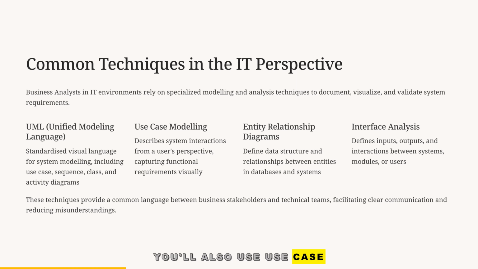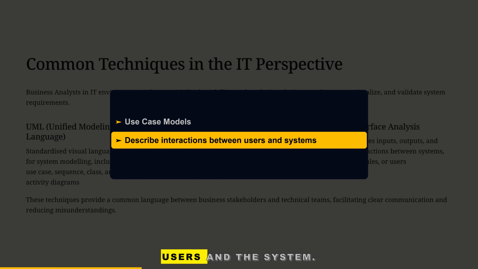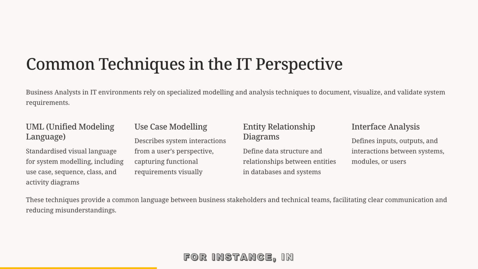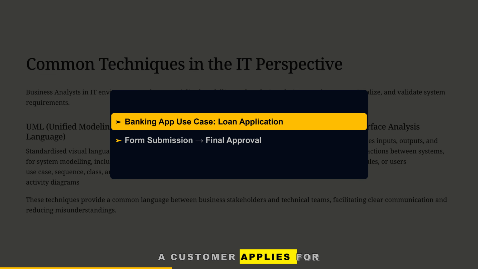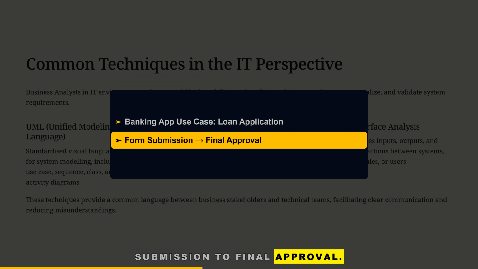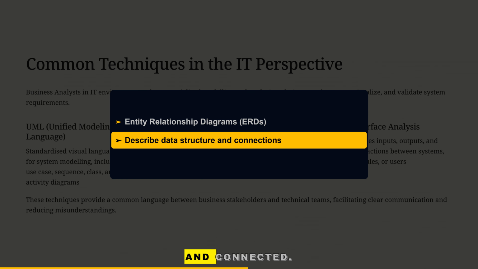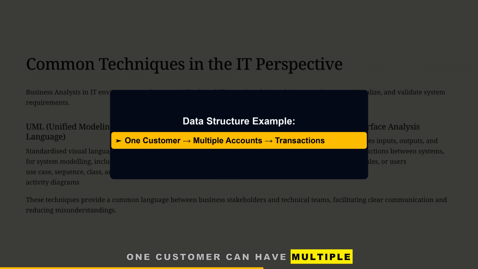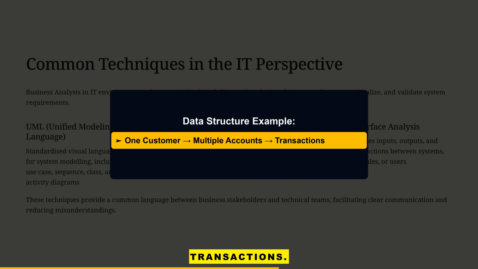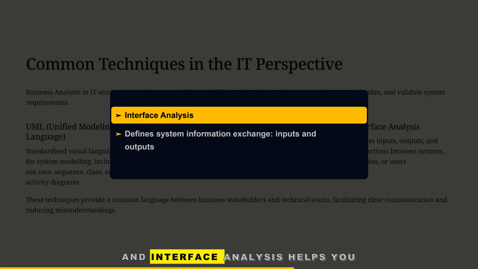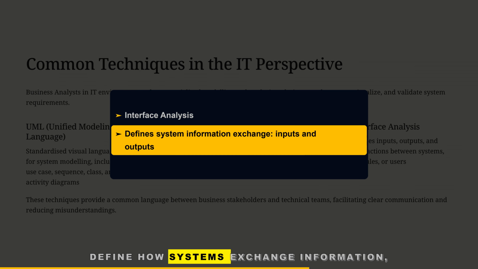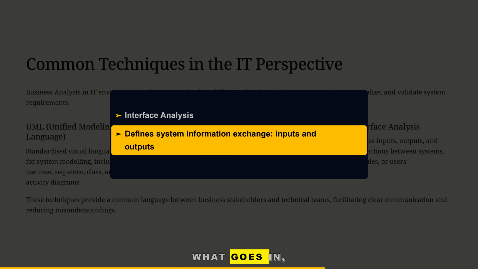You'll also use use case models to describe interactions between users and the system. For instance, in a banking app, a customer applies for a loan use case will show every action, from form submission to final approval. Entity relationship diagrams, or ERDs, help you describe how data is structured and connected. One customer can have multiple accounts, each account linked to transactions. And interface analysis helps you define how systems exchange information, what goes in, what comes out, and when.